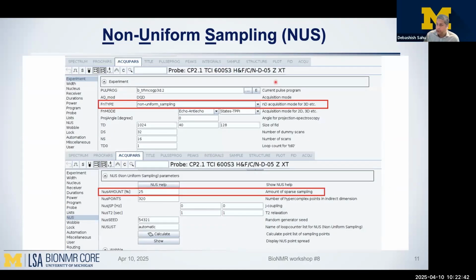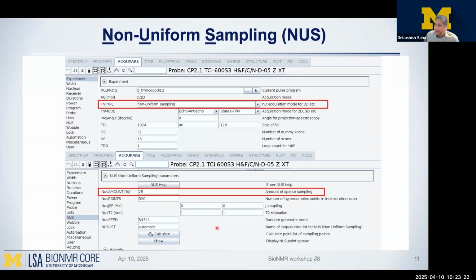This can be easily done by going to the parameter FnTYPE in your TopSpin. So you can type in non-uniform sampling over there, and then go to the bottom of your AcquPars and type in the percentage of sparse sampling that you have. So I would say start with 50% first and see how it looks. And then you can go down depending on your concentration of sample as well as how many signals you have in the region that you're looking at. So it's a thing that you have to optimize. But yeah, start with 50% and then you can go lower if that helps with what you're trying to look at.